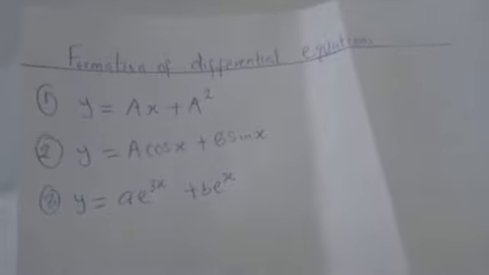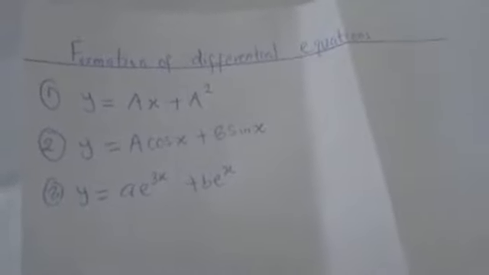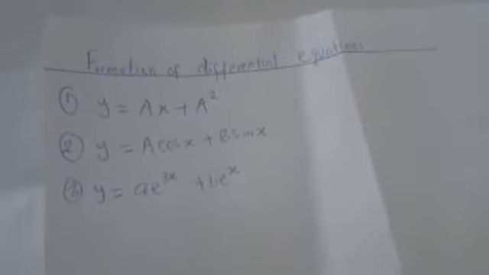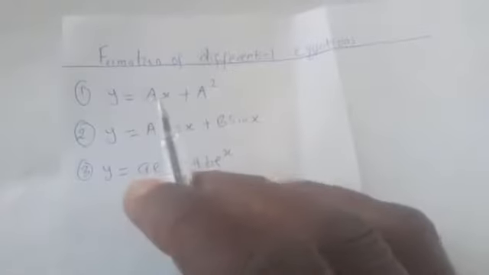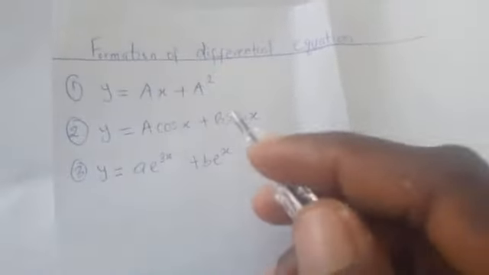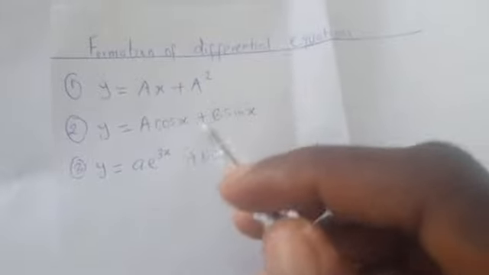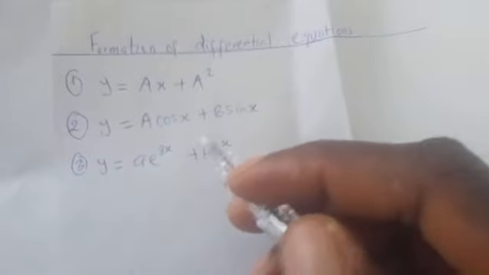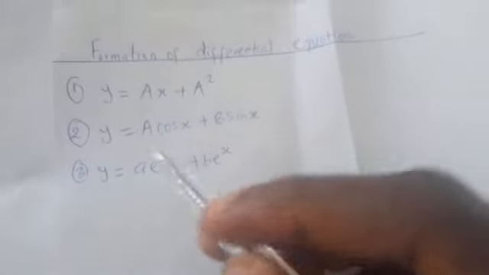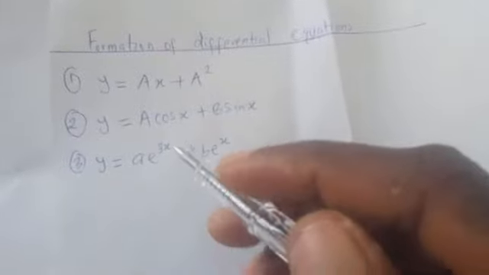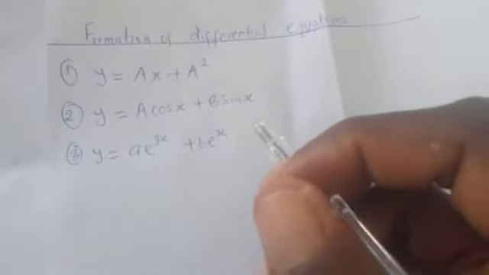Today we shall be discussing the formation of differential equations. And we have some examples here we're going to treat together. First question here is y equals ax plus a squared. We have number 2, y equals a cos x plus b sin x. And the third one here is y equals a e to the power of 3x plus b e to the power of x. So let's get started.